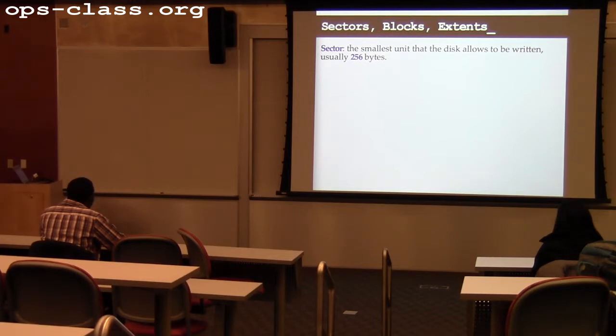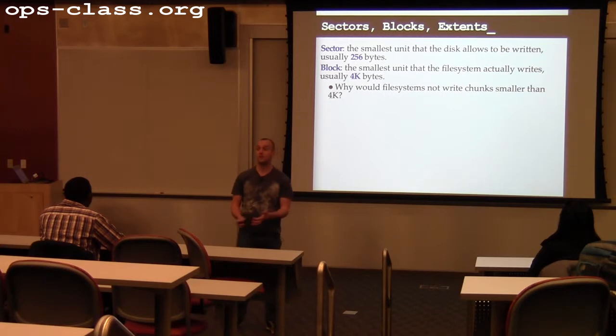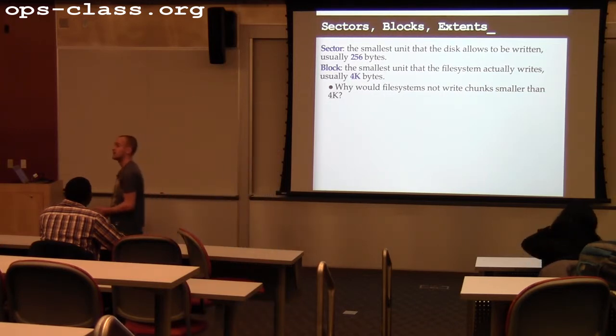The sector on disk refers to the smallest unit that the disk allows to be written. Usually this is 256 bytes, sometimes it's 512 bytes. On the other hand, the block is the smallest unit that the file system will actually write to the disk, and this is normally a multiple of the sector size. So here's another question: why not write in 256-byte chunks? Why would I write these larger 4K blocks? The disk allows me to write at a smaller granularity. Why would I write at a larger granularity? Greg.